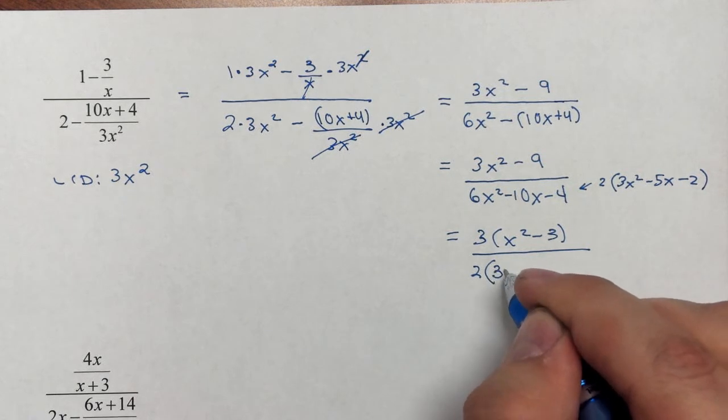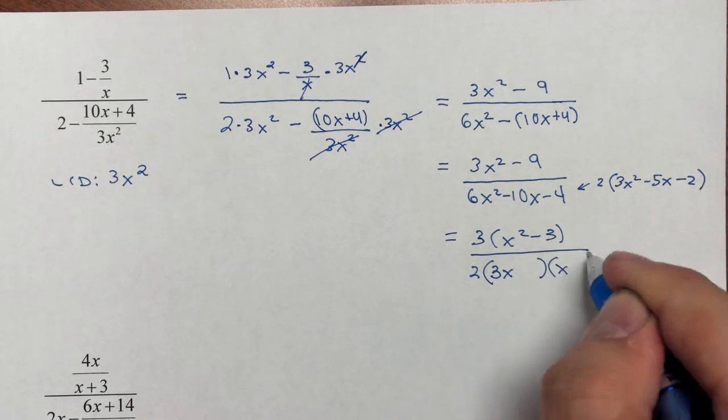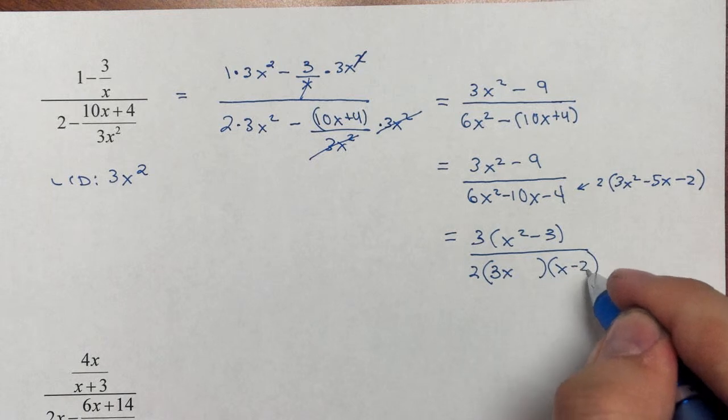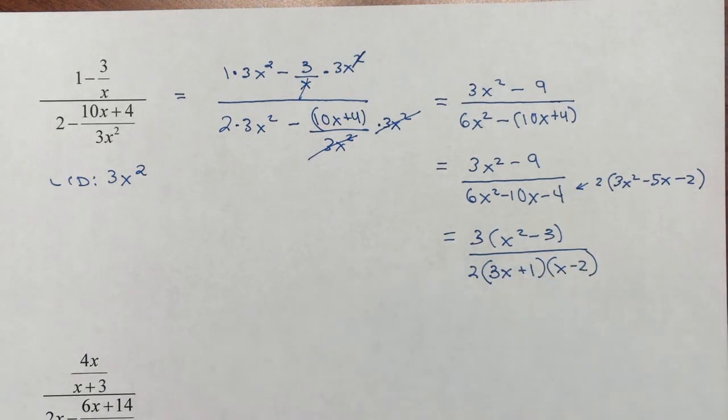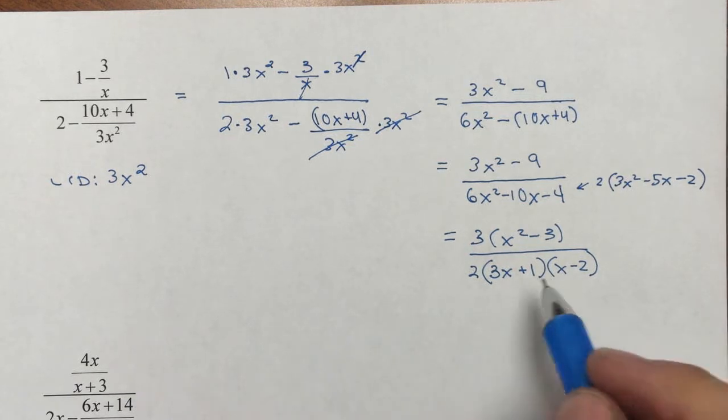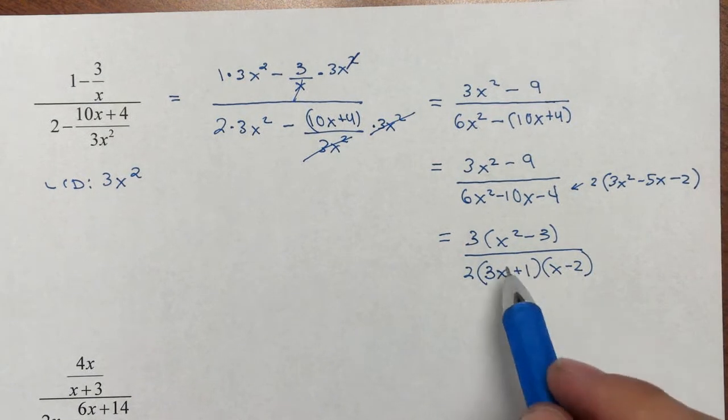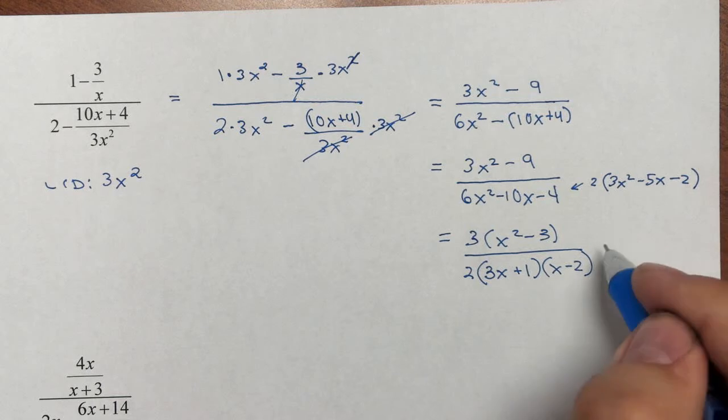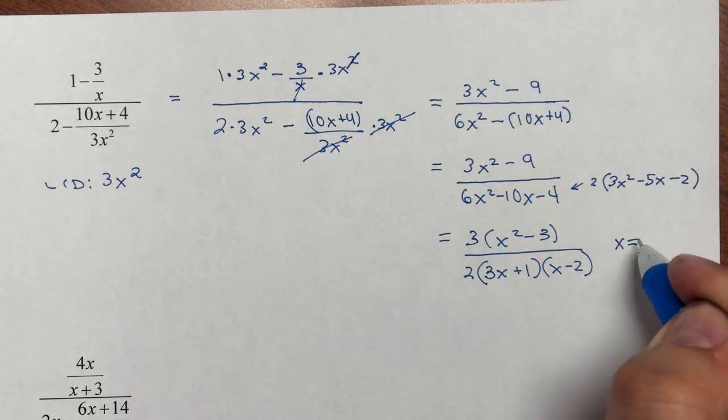If you do factor that, then what do you get? 3x plus 1 times x minus 2 are the factors of 3x squared minus 5x minus 2. You can check that that is correct. Nothing simplifies here, but this is the factored expression. This is one way the answer could be given. What restrictions would we have if we were asked for that?